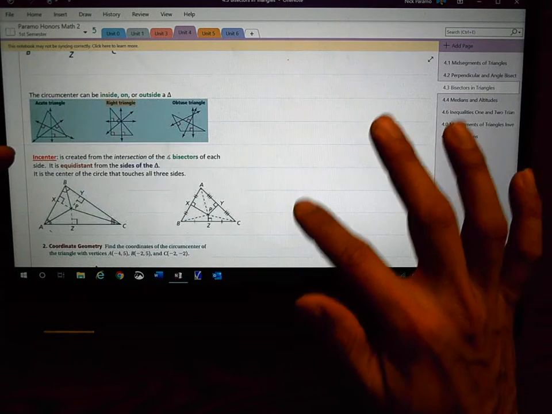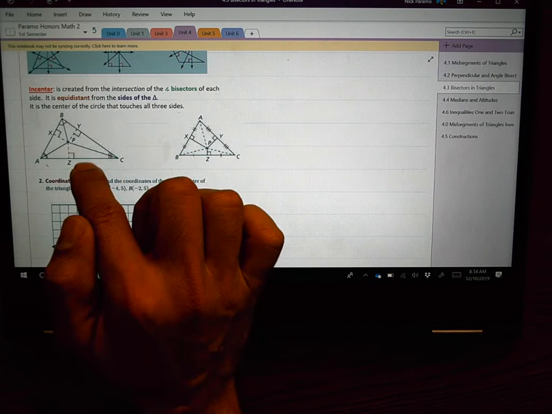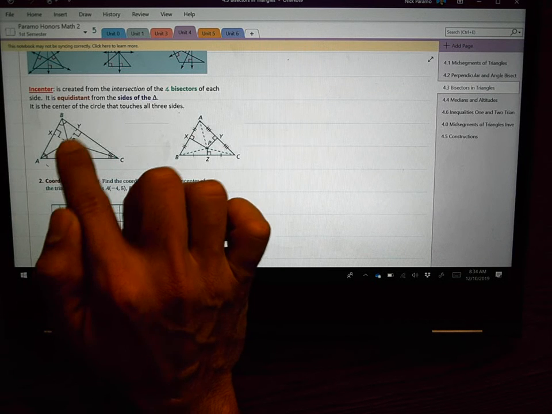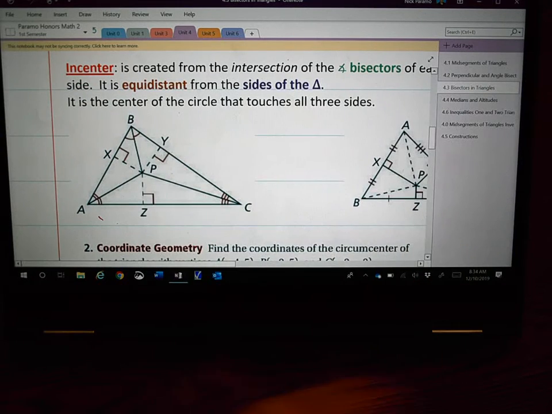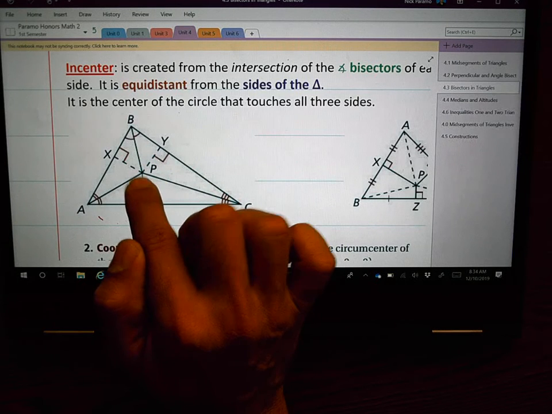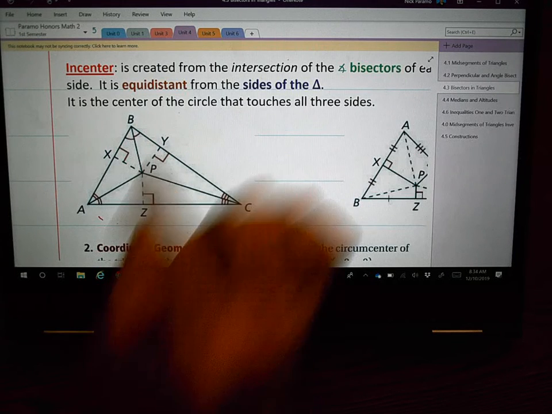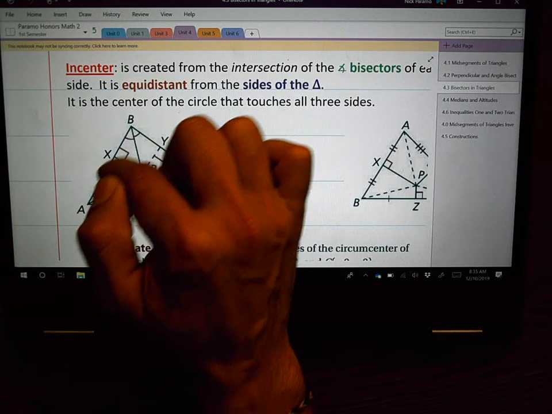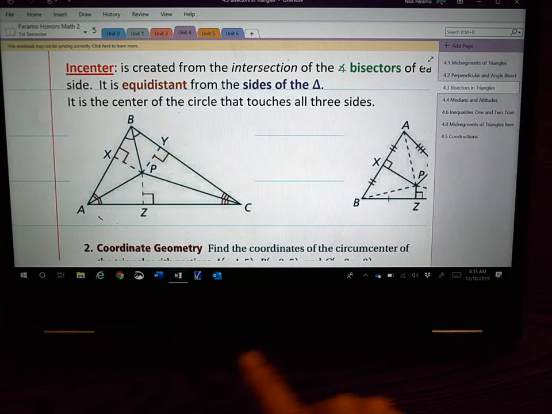Angle bisectors would create something different. Angle bisectors are equidistant from the sides of the angles as long as that distance is measured at a perpendicular angle, which this one does. So therefore, where angle bisectors intersect is a point called the incenter. Incenters are equidistant to the sides of the triangle and the sides of the angle, meaning that if I wanted to, I could fit a circle that would perfectly touch all three sides.